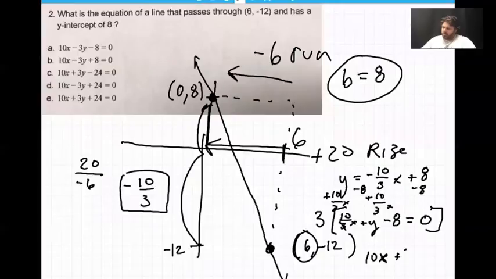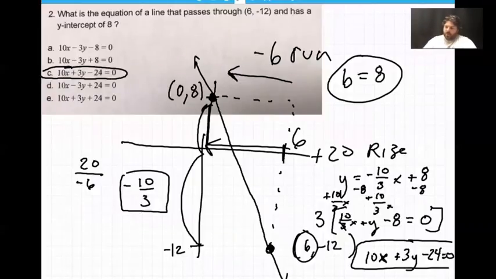But anyway, I distribute it to all parts. So the y gets the 3, the 8 gets the 3, and the 0 gets the 3, and we're left with our general form of our linear function, 10x plus 3y minus 24 equals 0. That, of course, is going to be answer choice C. So answer choice C is correct.